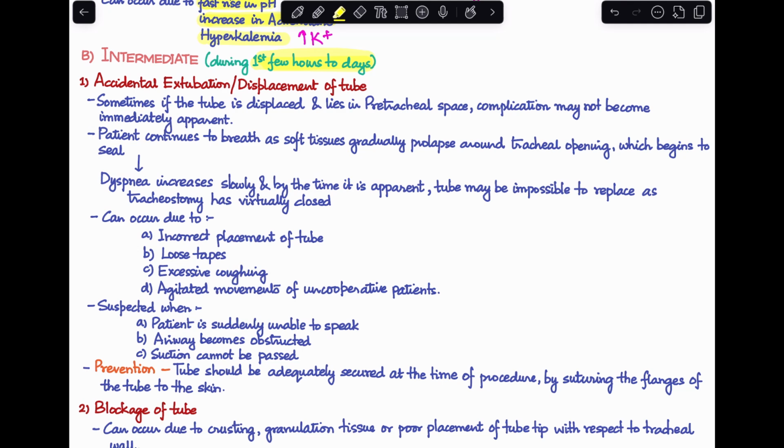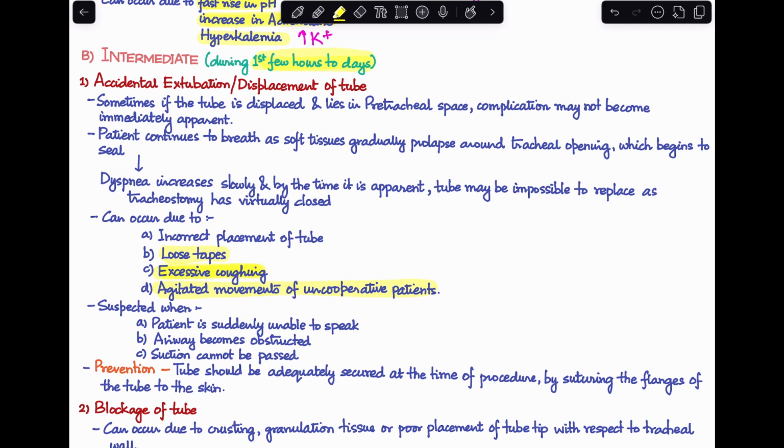Now, what are some factors that lead to displacement of the tube? One is if you have placed the tube incorrectly, like placing it in a false passage. Second is if the tapes that you tie around the neck to secure the tube are loose. So if the tapes open up for some reason, it can also lead to displacement of the tube. Third is if the patient has excessive coughing. And lastly, if the patient has agitated movements, especially in uncooperative patients. All of these factors can end up leading to displacement of the tube accidentally.